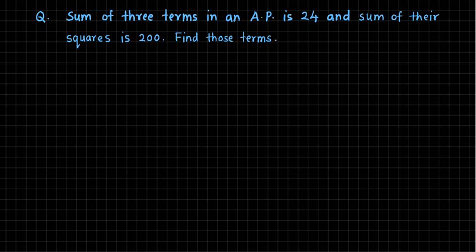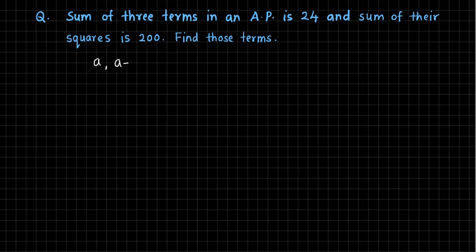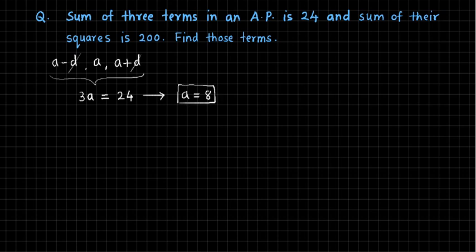So as we have seen earlier, we assume them as A plus D, A, and the first term is A minus D. So the terms are to be assumed in a symmetric way like this. Now since the sum of them is 24, if we add up all of these, D will get cancelled and we'll be left with just 3A, that is equal to 24. Alright, so that gives us A is nothing but 8. So this is one important piece of information that we get.